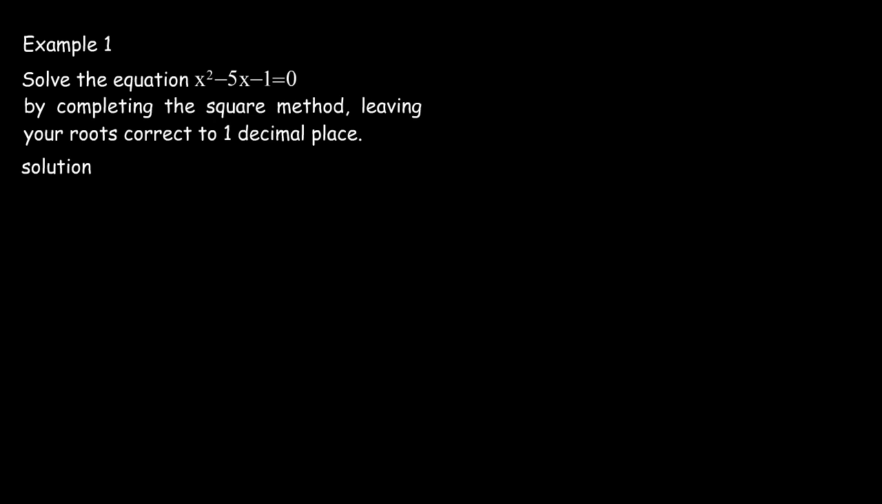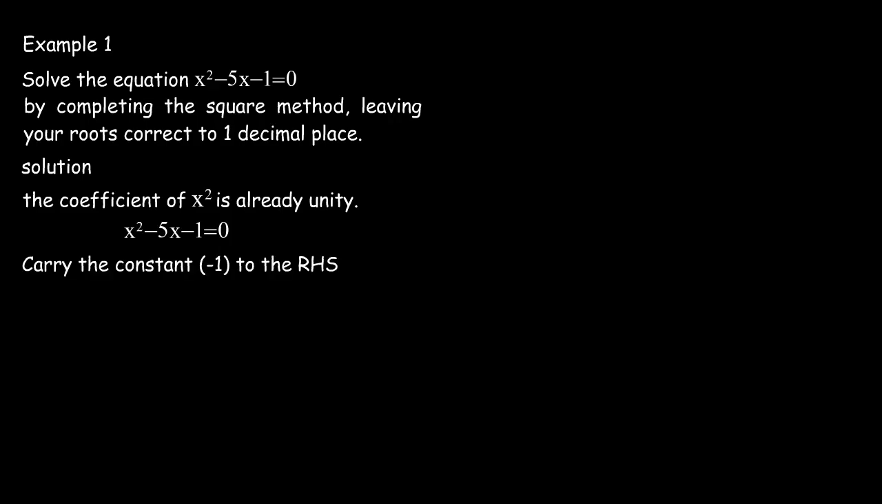Now we have an example that states: solve the equation x squared minus 5x minus 1 equals 0 by the completing the square method, leaving the roots correct to one decimal place. We were told to use the completing the square method. For our solution, the coefficient of x squared is already unity, or already 1, so there is no need to divide. So we have x squared minus 5x minus 1 equals 0.